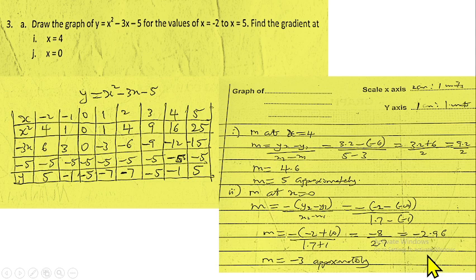Divided, that gives us minus 2.96, approximately 3. So the gradient of the curve at s is equal to 0. That's the solution for question number 3.